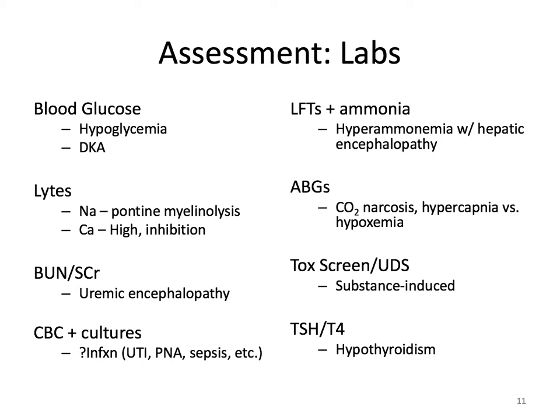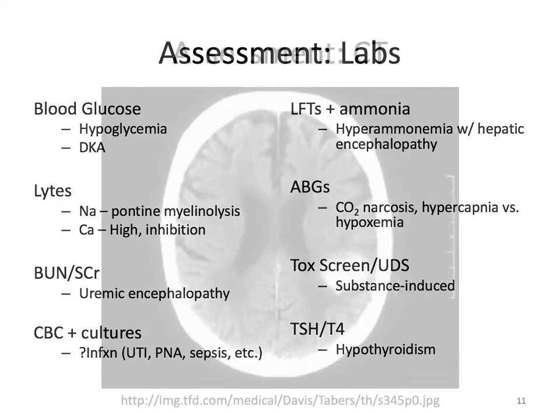The CBC with cultures can tell you whether or not there's infection, and this becomes particularly apparent in the elderly population who respond with mental status changes in the presence of infection. Liver function testing with an ammonia level can tell you if there's hyperammonemia with hepatic encephalopathy. The arterial blood gas will tell you if there's CO2 narcosis, hypercapnia versus hypoxemia. A tox screen or UDS can tell whether or not this is substance-induced, and the TSH and T4 can let you know if there's underlying hypothyroidism.